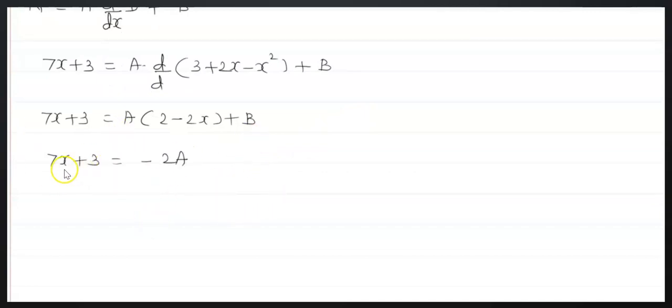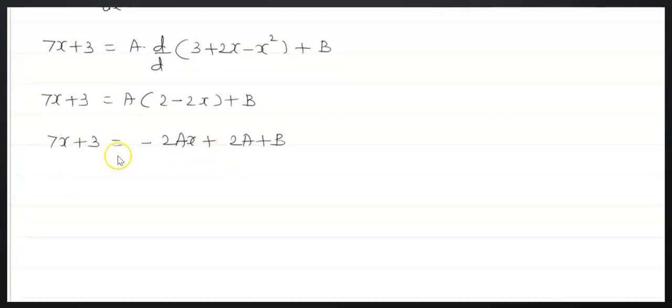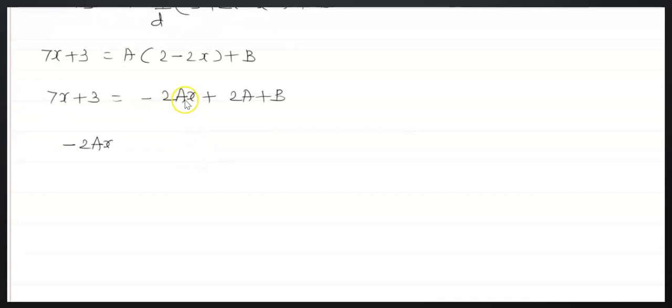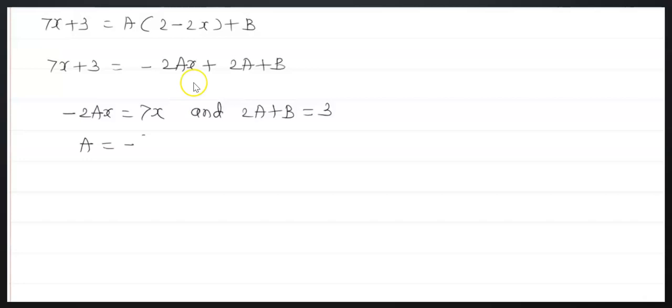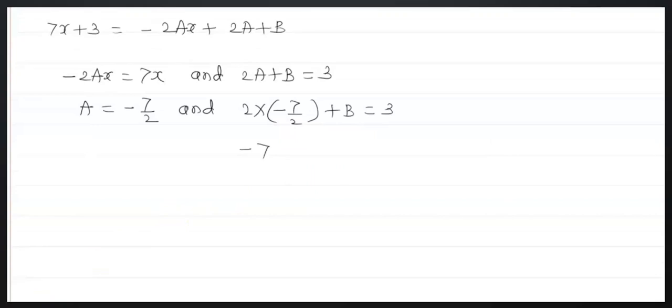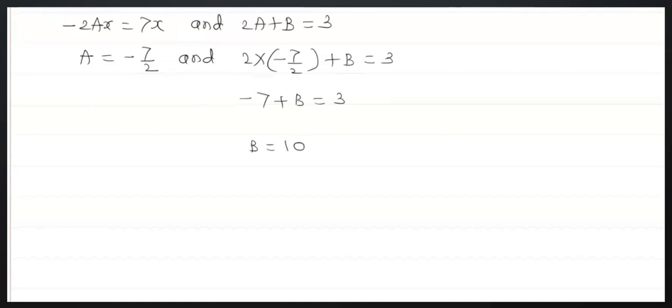Find the coefficient of x. 7x plus 3 is equal to minus 2ax plus 2a plus b. Equate it. X get cancelled. A is equal to minus 7 upon 2. And b, what about the b? We'll find out b after substituting the value of a. Second equation is 2a plus b is equal to 3. Substitute the value of a. The value of b is 10. Value of a is minus 7 by 2.